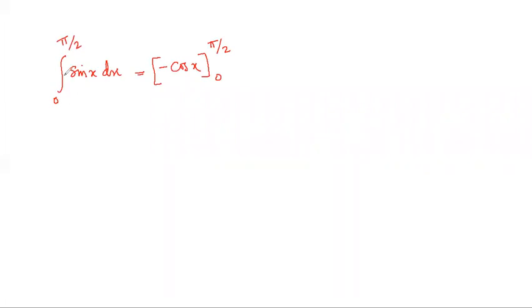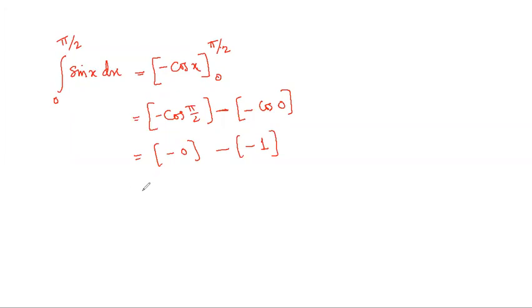X starts from 0 and ends at pi by 2. That's the meaning of it. So the first step is to integrate it. Then wherever x is there, replace it by pi by 2. So minus cos pi by 2. Minus. So replace x by the upper limit, minus replace x by the lower limit. You know cos pi by 2 is 0 and cos 0 is 1. So your answer became 1.